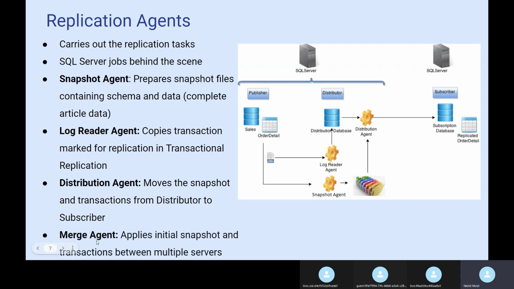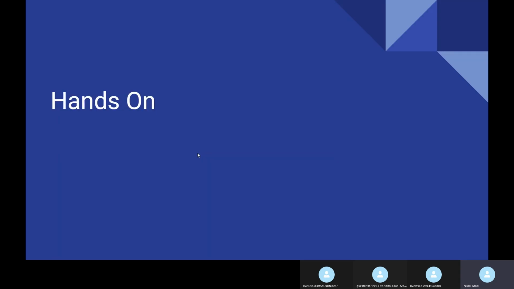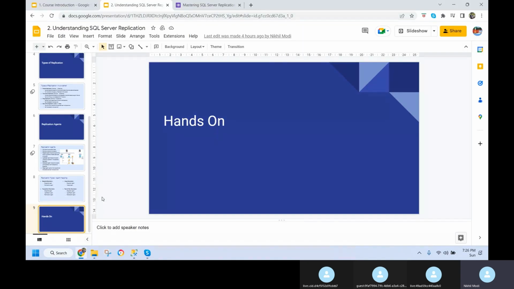And there is the Merge Agent, which is used for merge replication. It applies the initial snapshot and transactions. Not mentioned here, but that's it. We'll go into detail on each of the agents. And this is the replication type and agent mapping, like how many agents you have in snapshot replication, how many in transactional, and so on. Once we configure the replication, we'll come to know.